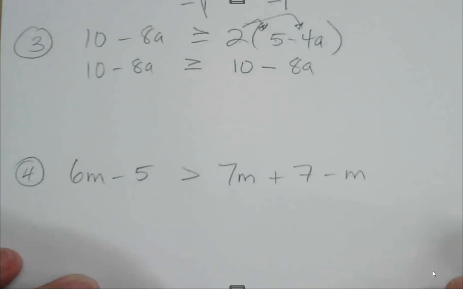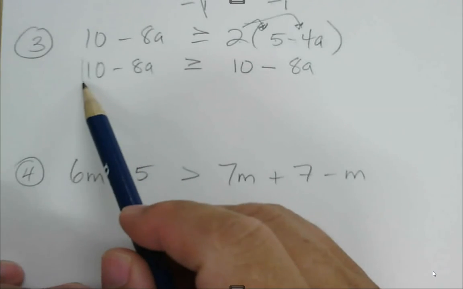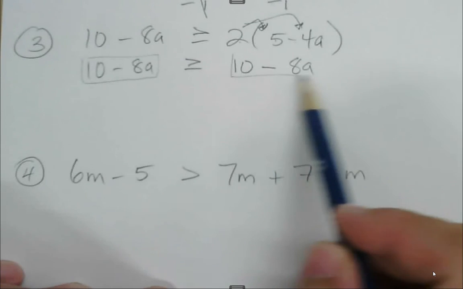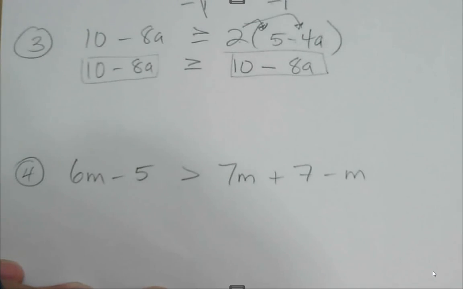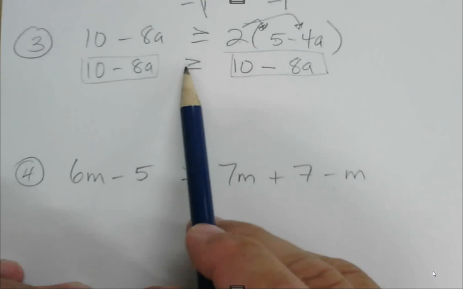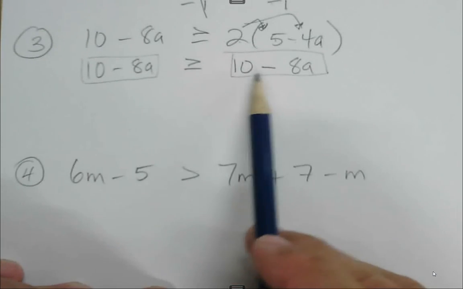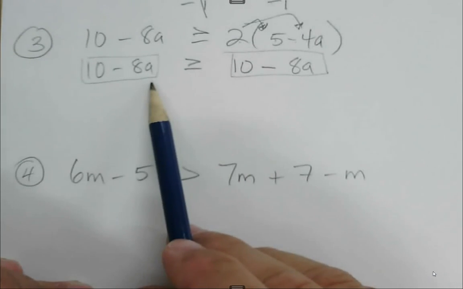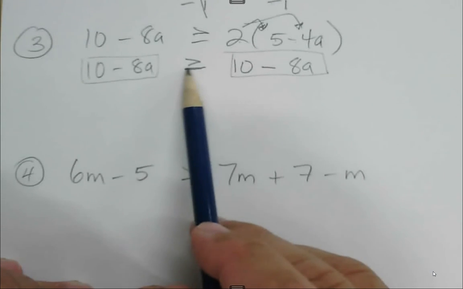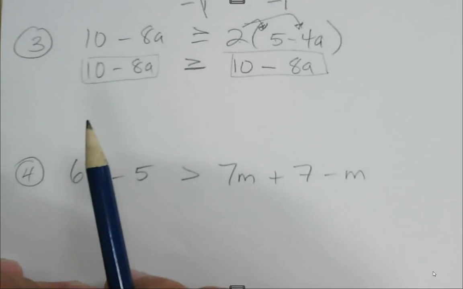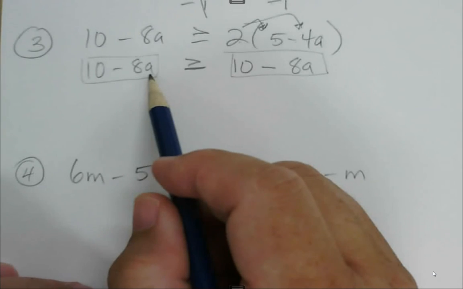So I want you to take a look at what we have left here. We've got 10 minus 8a is greater than or equal to 10 minus 8a. We could try to move some stuff around here, but what I want you to notice is this is exactly the same as this. So my question to you is could this ever be greater than or equal to this? Well, we already know just by looking that it is already equal to, because this is exactly the same as that. So in other words, it doesn't matter what number I put in here.